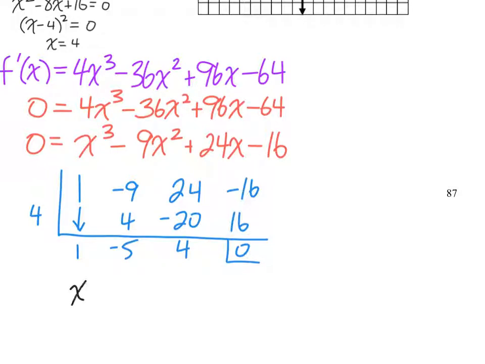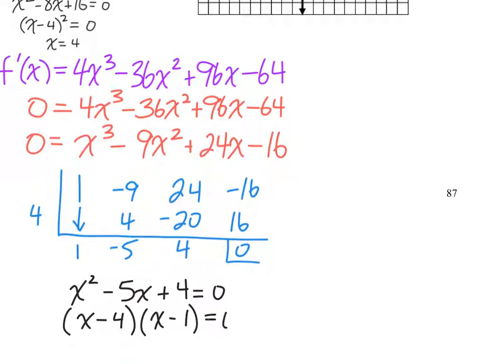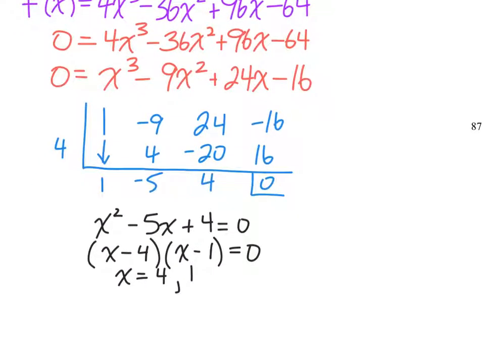So x squared minus 5x plus 4. So (x minus 4)(x minus 1) equals 0. So we get x equals 4 and 1. All right, so my critical values: x equals 4, multiplicity 2, and x equals 1. All right.